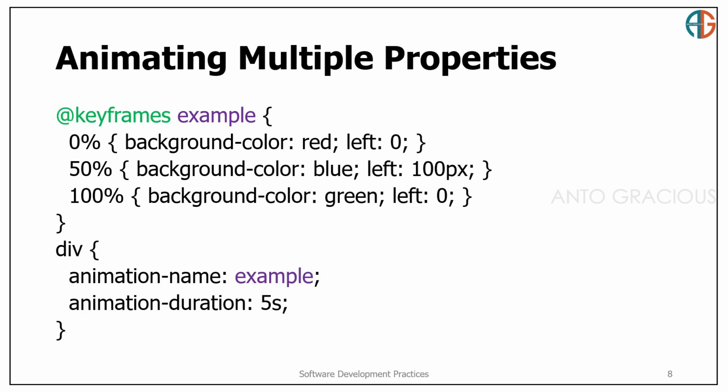CSS animations can modify multiple properties simultaneously, creating complex visual effects. In this example, the background color changes and the element moves horizontally. By specifying these changes in keyframes, you can choreograph dynamic animations.